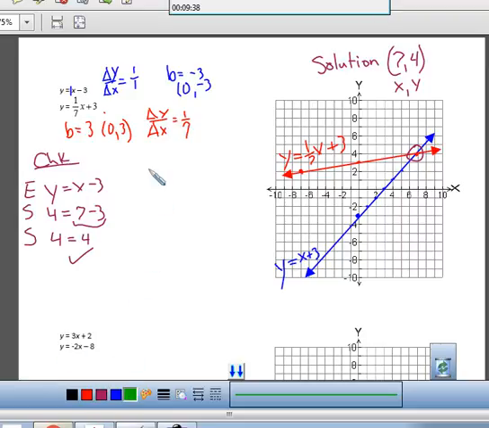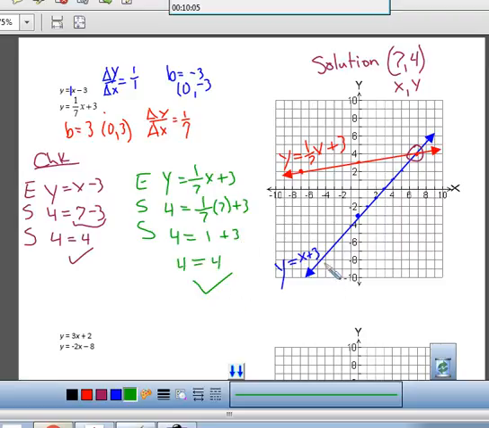ESS for the other one. So y equals 1 over 7x plus 3. So plug in 4, plug in 7. 1/7 times 7 is 1. 1 plus 3 is 4. 4 equals 4. And it checks. Alright, so remember, we're looking for the point of intersection. That's the solution. We're using the slope and the y-intercept to help us find points.